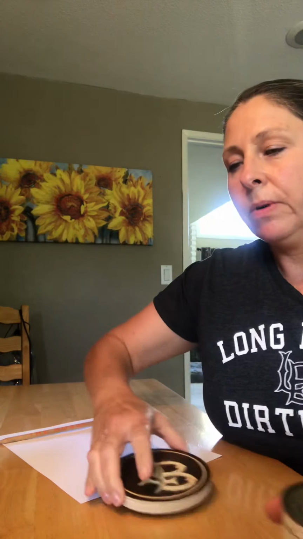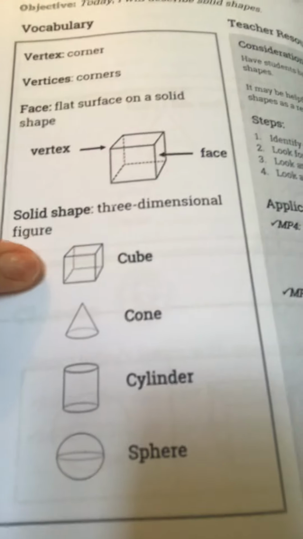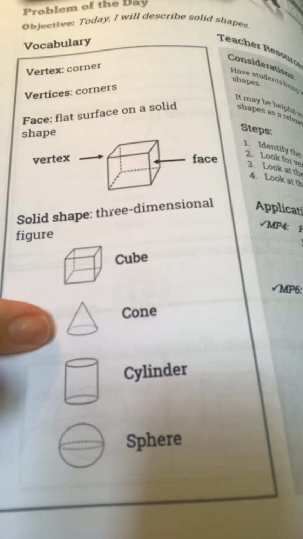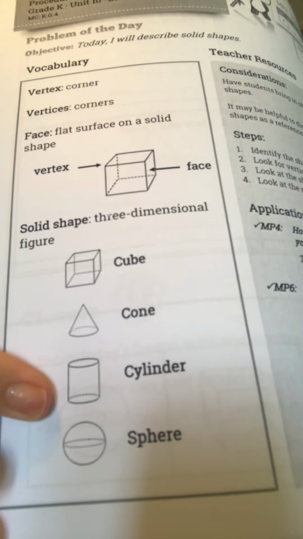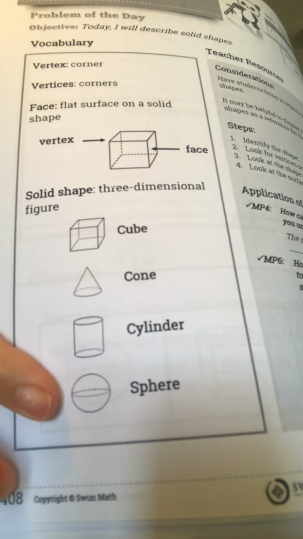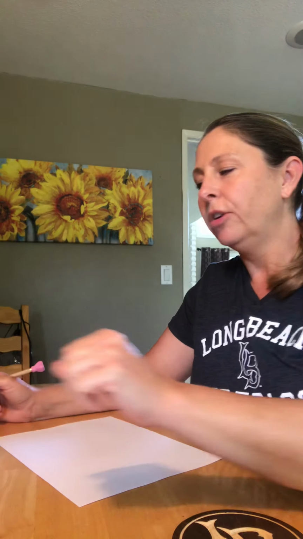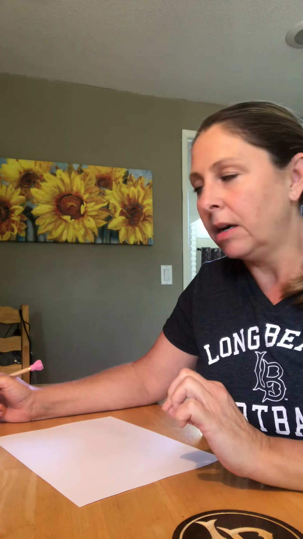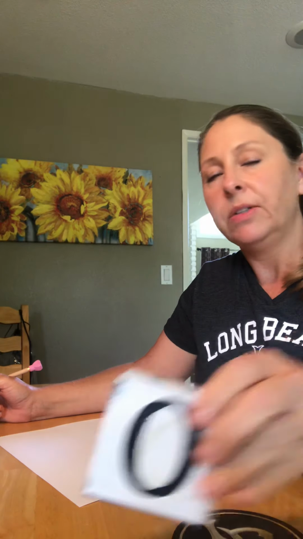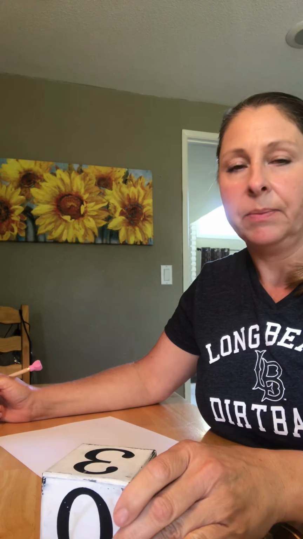Okay, so I wanted to remind you of the different solid shapes that we learned about, and they're here on your math lesson for today. So we talked about cubes, we talked about cones, we talked about cylinders, and we talked about round spheres like a ball. Okay, so for today's lesson, you're going to be going into your math book and you're going to be looking for something called a face on an object on a solid shape, and also how many points or vertices you'll see.